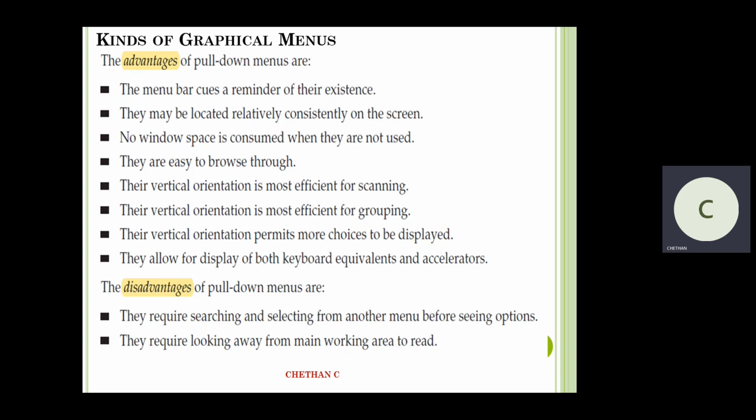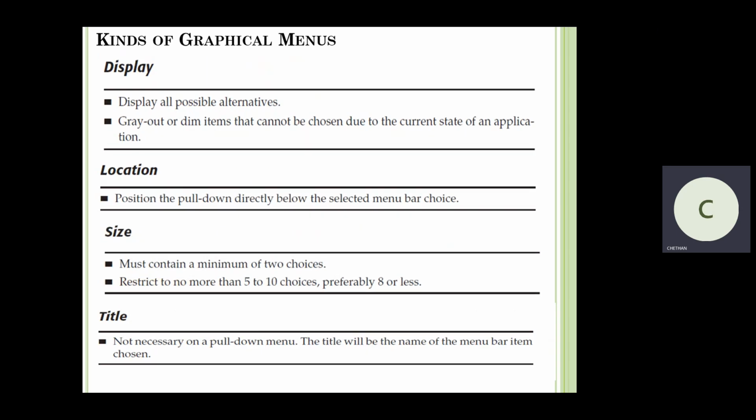Three advantages. Disadvantages you need to keep in mind when you're writing this question. The disadvantages of pull down menus are what? They require searching and selecting from another menu before seeing the options. They require looking away from the main working area to read it. So this is in terms of the pull down menu. What are the things that need to be kept in mind?